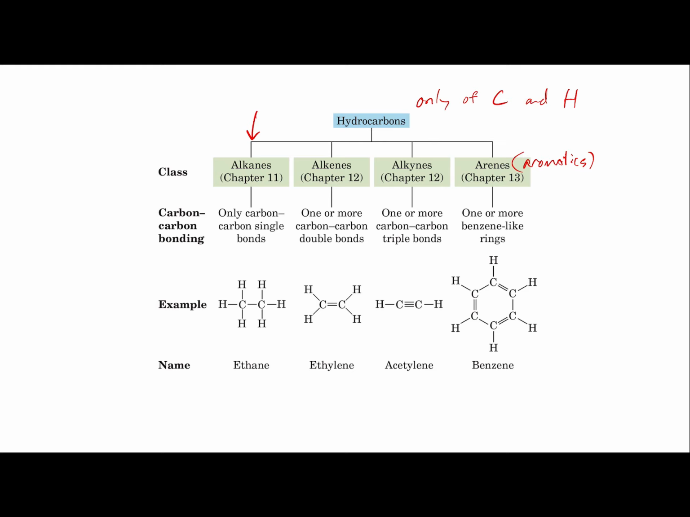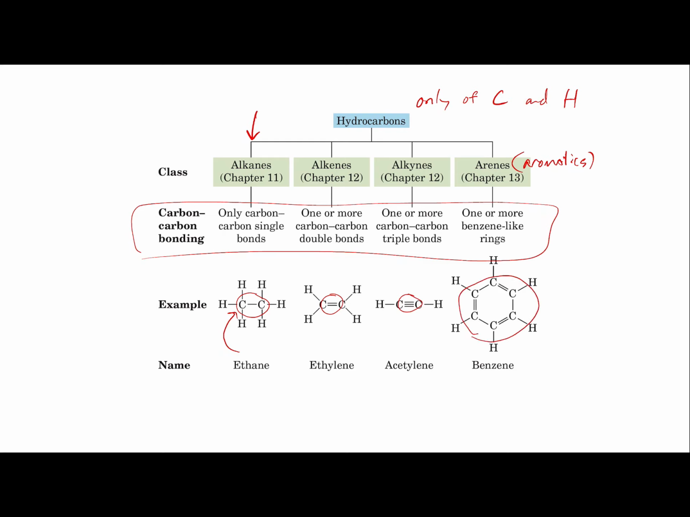What we're talking about here are hydrogens and carbons, and these are going to be differentiated by the number of bonds that they have between carbons. You can see here for our alkanes, we have simply single bonds in between each carbon. Alkenes and alkynes have double and triple bonds, so we'll look at those in chapter 12. And our aromatic compounds are going to be ring structures that have conjugated systems, and we'll talk about what that is when we get there. So to start off, alkanes are going to be the simplest hydrocarbons with single bonds only.